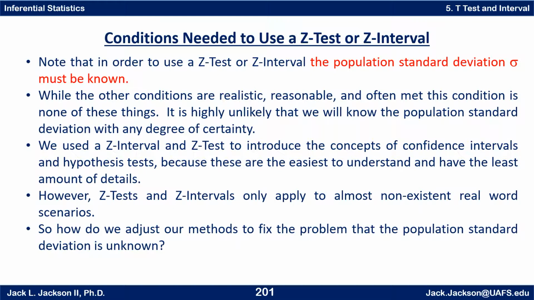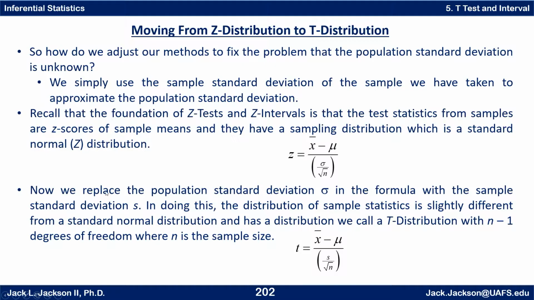Well, actually, I bet you know what we do. If we don't know the population standard deviation, but we have a sample, what's the best thing to do? We just approximate the population standard deviation with the sample standard deviation, something we can find.